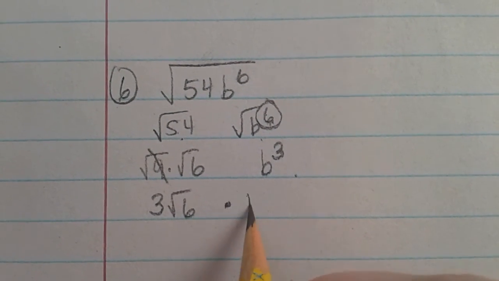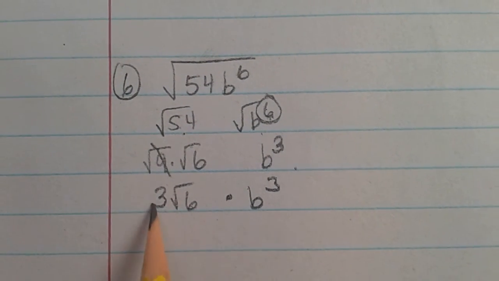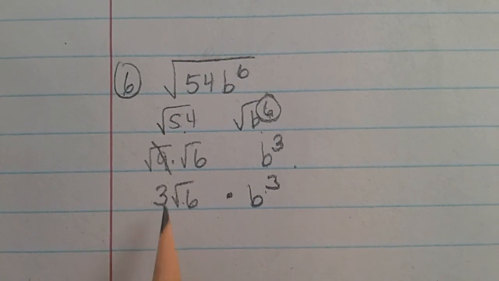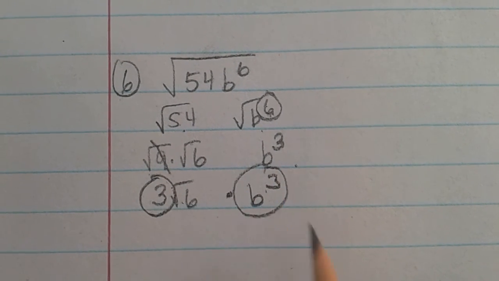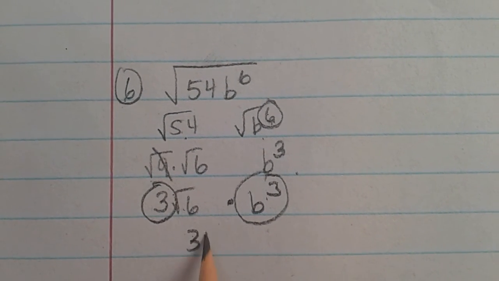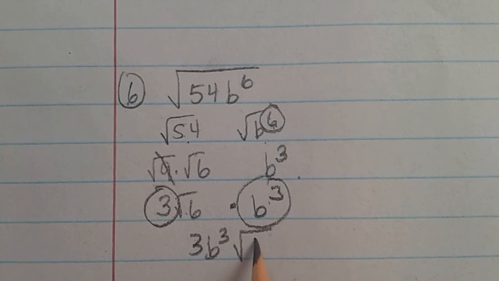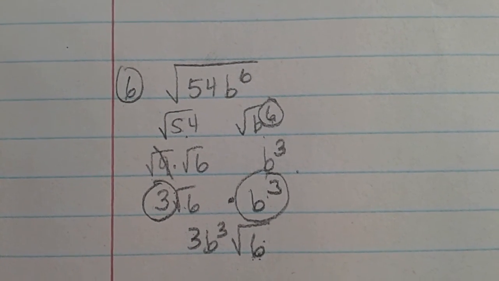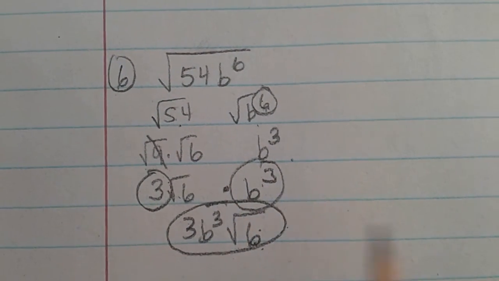So now what I've got is really this problem: 3 times the square root of 6 times b to the third. So our rules about multiplying square roots: you can combine what's outside the square root and then leave what's underneath the square root, the 6, underneath the square root.